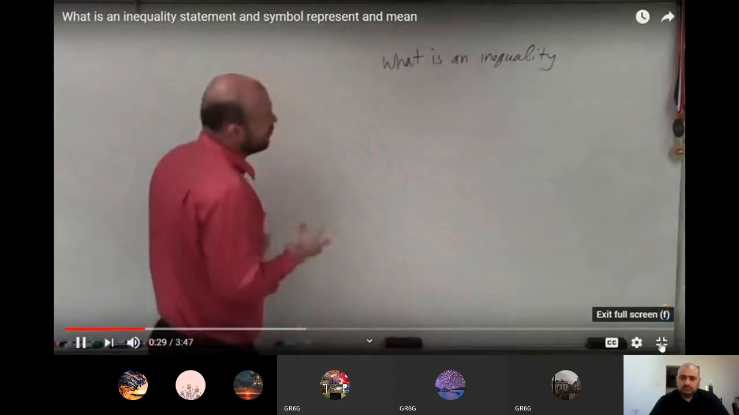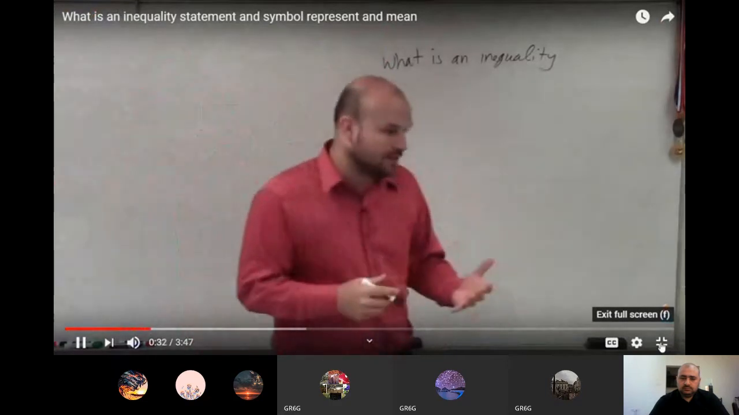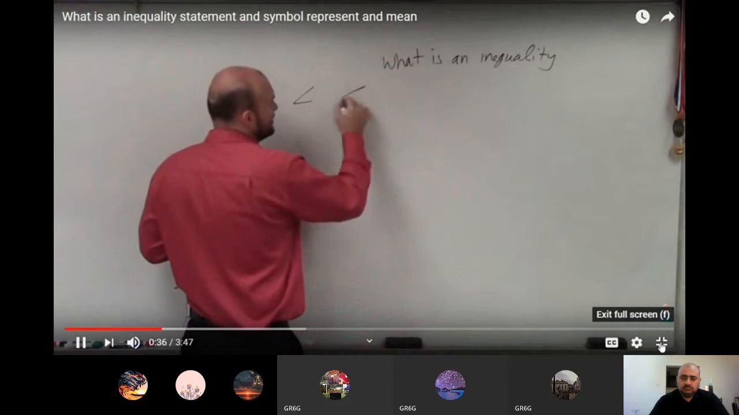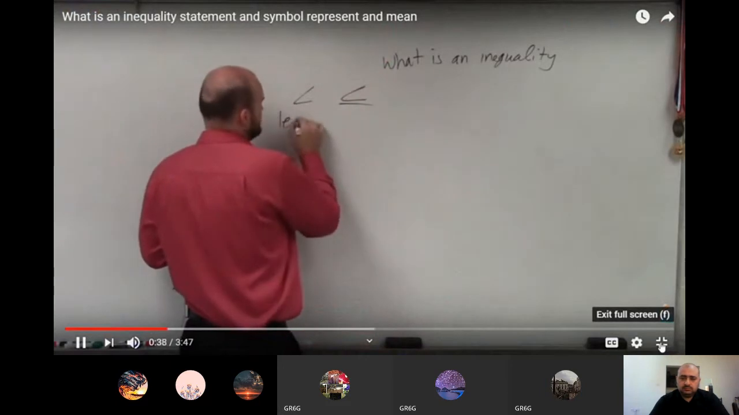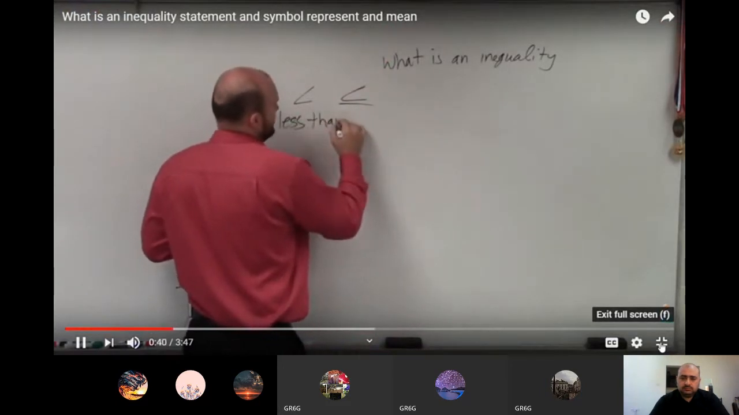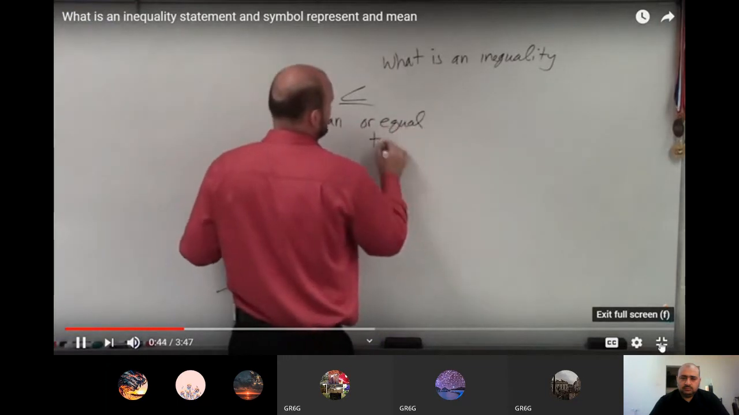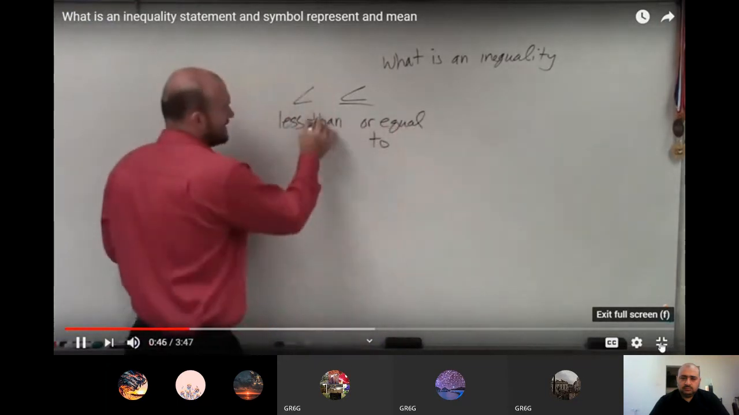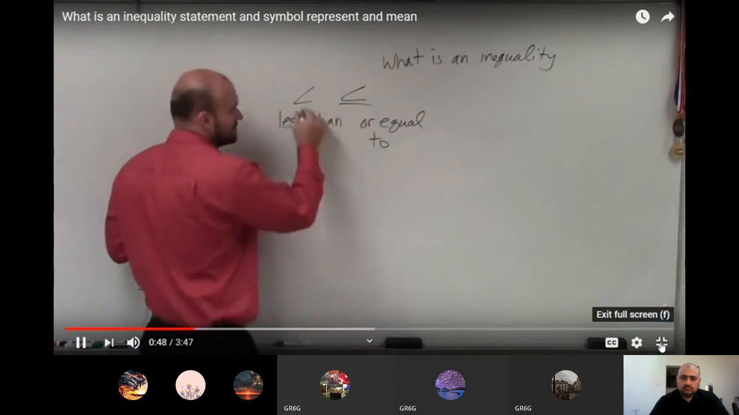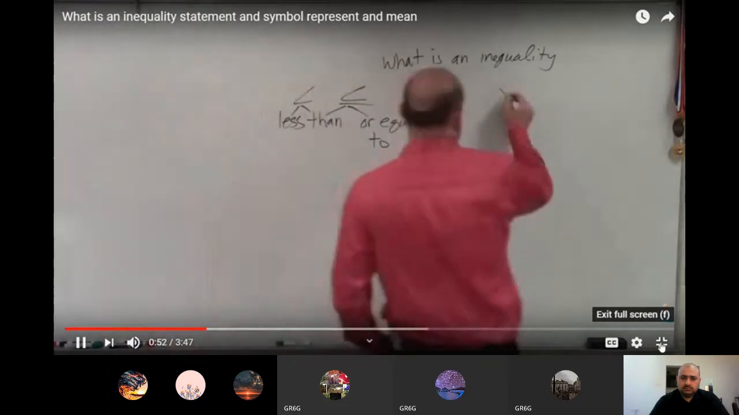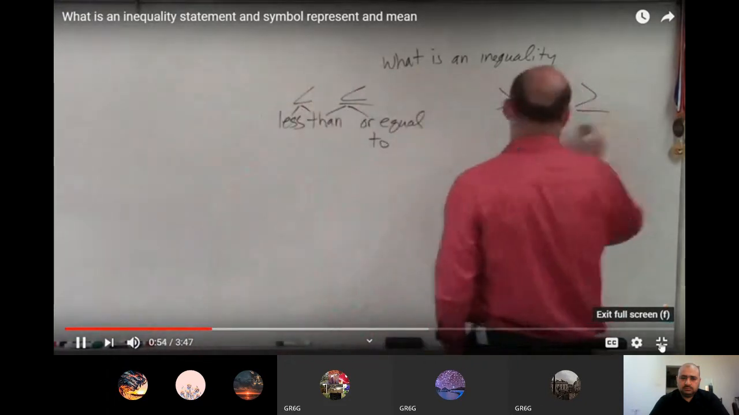So when we're talking about inequalities, sometimes they include part of an equation, which is the less than or equal to. So this is less than, and this is the or equal to. Less than or equal to. Or you could have greater than or equal to.